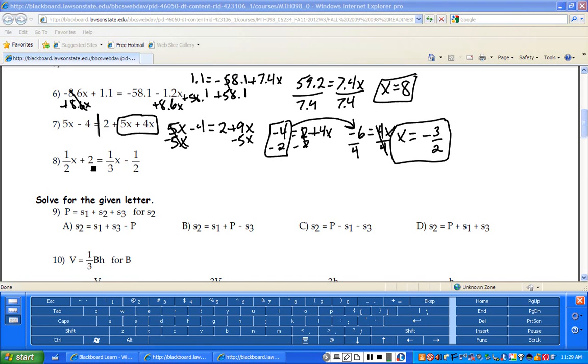Okay, and then number 8 is a fraction problem like problems 1 and 2 that we saw. Fractions, but this time we don't have any parentheses. So when we find the common denominator in this problem, we multiply that common denominator, like I said before, by everything that's not in parentheses. So in this case we have a 2, a 3, and a 2 in the denominator, so the common denominator would be a 6. So multiplying everything by 6 that's not in parentheses.